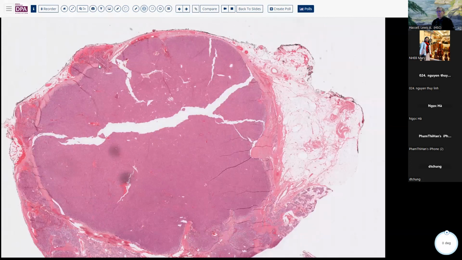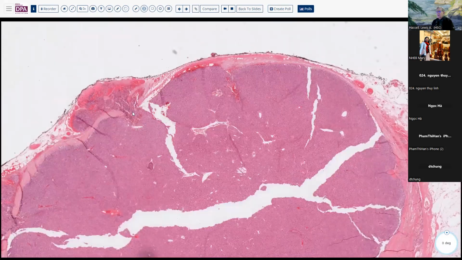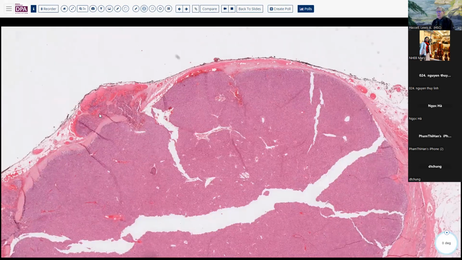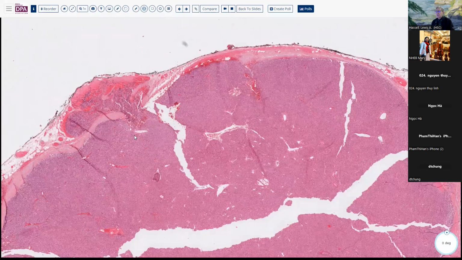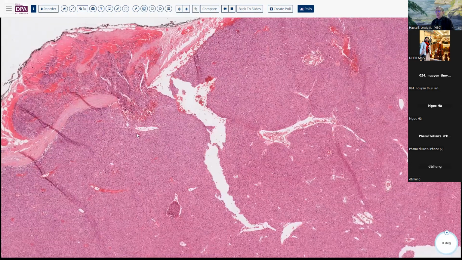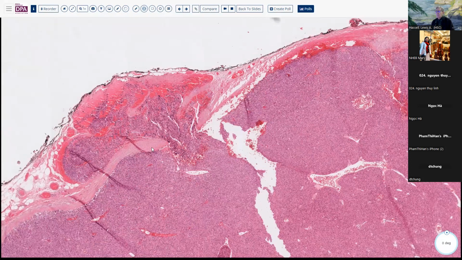But notice what we're beginning to see. Here's an area where we have capsular penetration. Now, unlike the thyroid, where this would be sufficient to make the diagnosis of minimally invasive follicular carcinoma, that criterion has not been firmly established in the parathyroid.